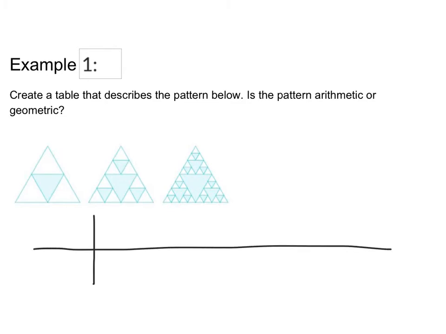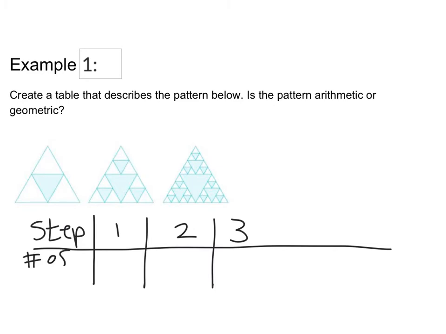Let's call the X row the step, because how many steps do we have? 1, 2, 3 steps shown here, right? You all agree? Yes. And then the Y values, the output, is going to be the number of unshaded triangles.